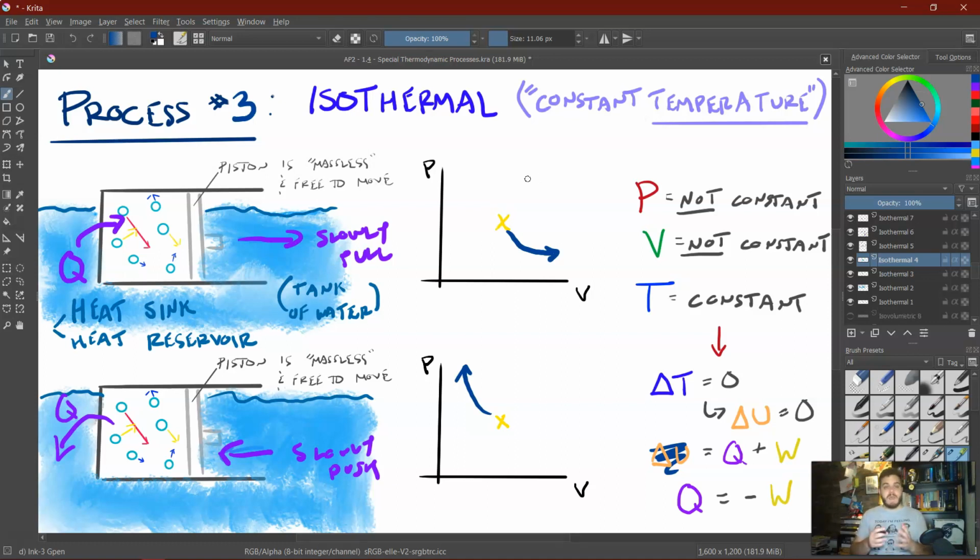In other words, as I expand it, it is doing work on its surroundings, but it gains an equal amount of energy as heat from the water. If we compress it, we are giving the gas a certain amount of energy, and it's going to release that amount of energy as heat to the surroundings. The work and the heat are going to constantly be balanced.